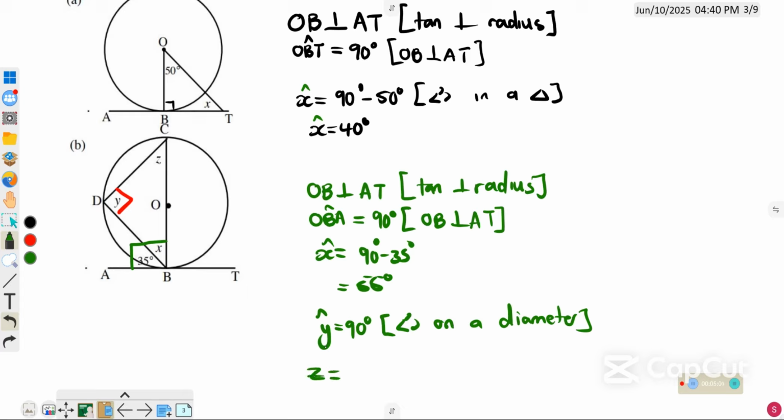Z by default has to be equal to 90 degrees minus 55 degrees. Why? These are angles in a triangle. And then by default, angle Z will be equal to 35 degrees.